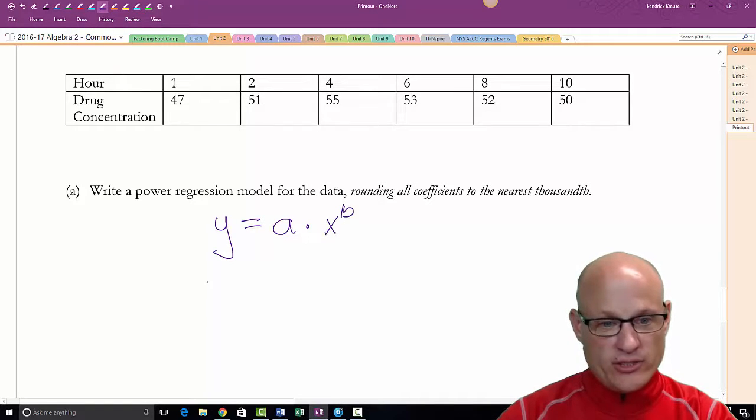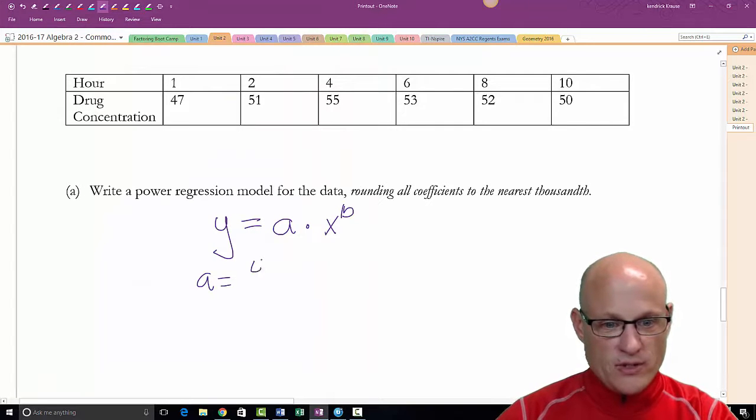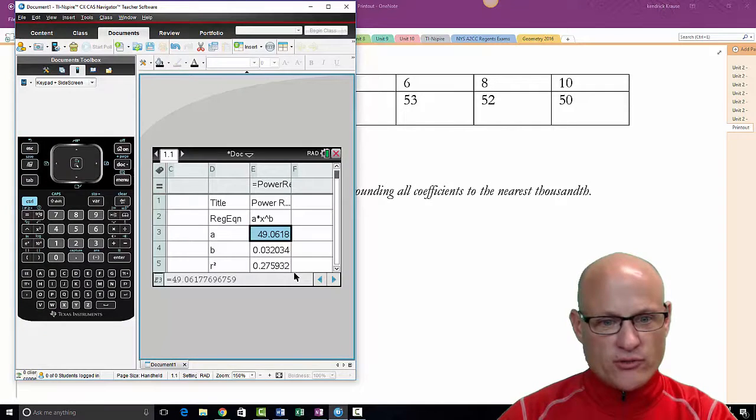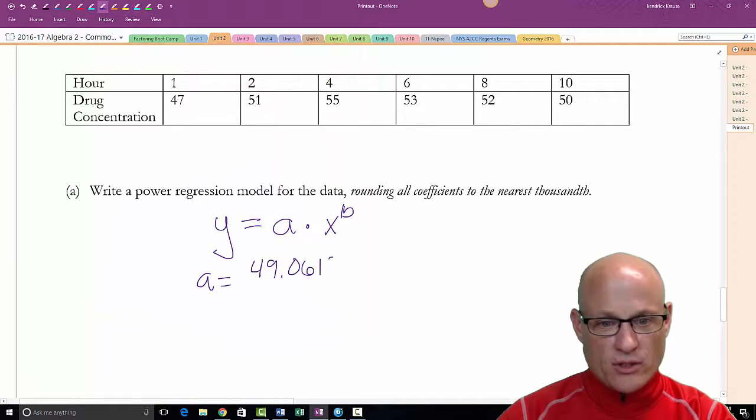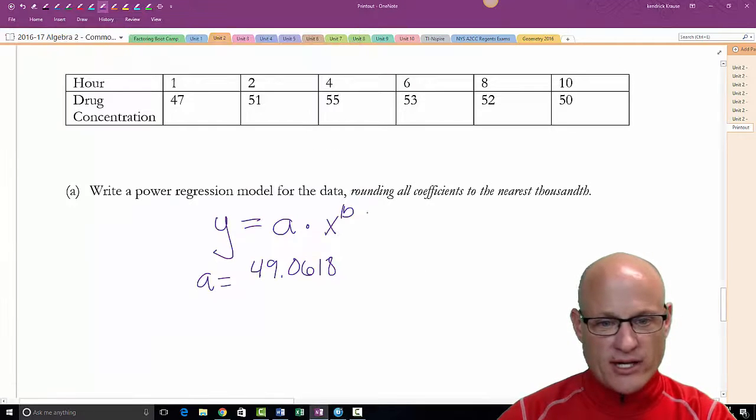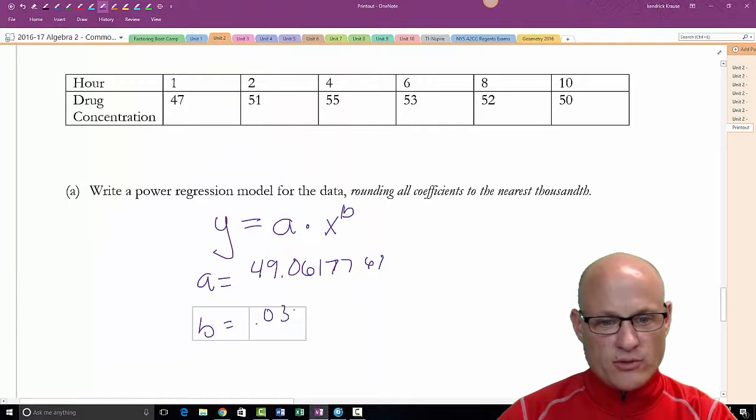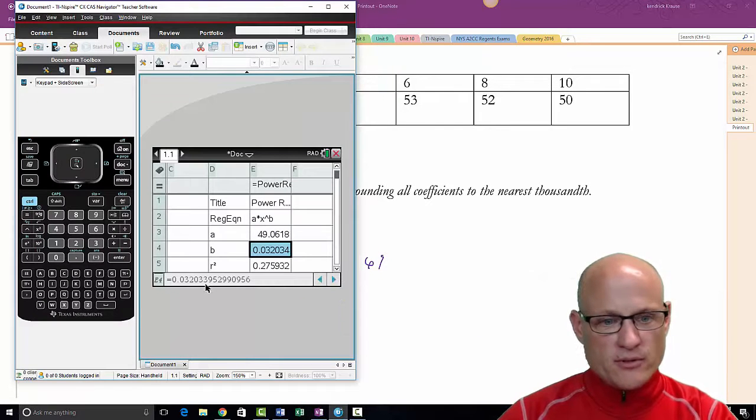You need to write that equation. You need to tell me what A is, unrounded, 6 decimals. 49.0617769. That's good enough. And what's B? B is 0.03395.